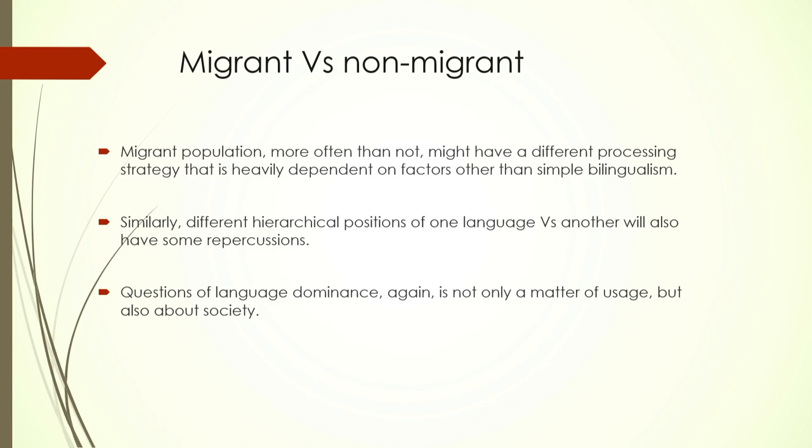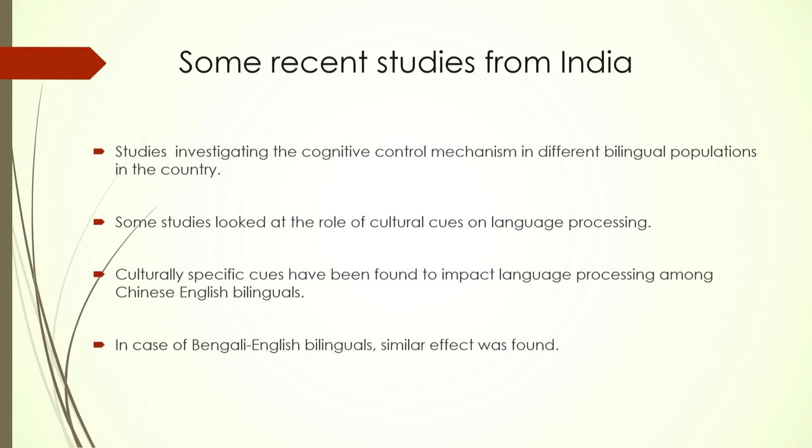Similarly, a recent phenomenon of large scale migration into Western countries has given rise to another domain of study within bilingualism, that of migrant versus non-migrant population. Majority of these bilingual population in the Western countries are migrants. So when we look at Chinese English bilinguals, those Chinese are not native Chinese of the place, or Spanish English bilinguals, or in more recent times Ethiopian English, Ethiopians speaking different varieties of Arabic and English, and so on. So there are differences here. So the migrant non-migrant difference also has to be looked at. That is yet another domain that has come up.